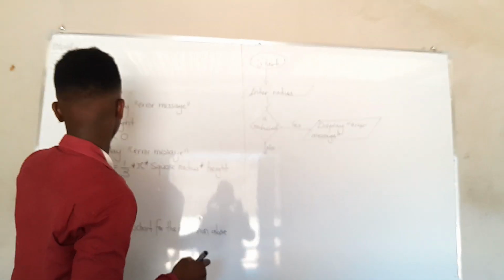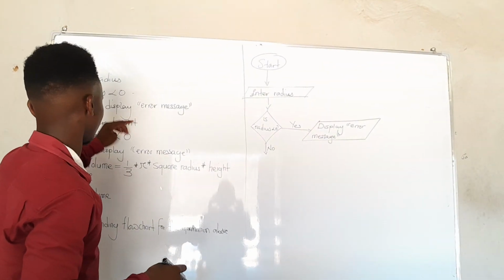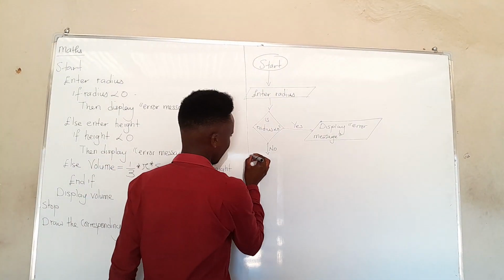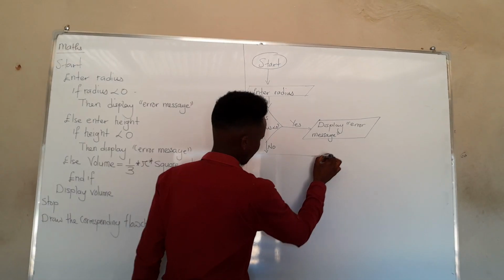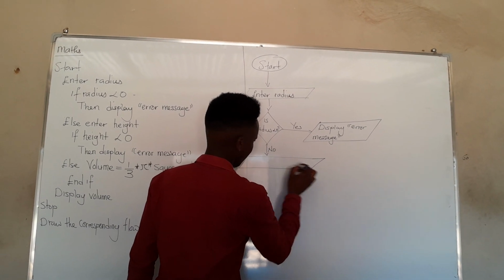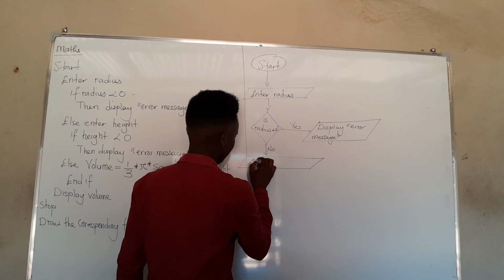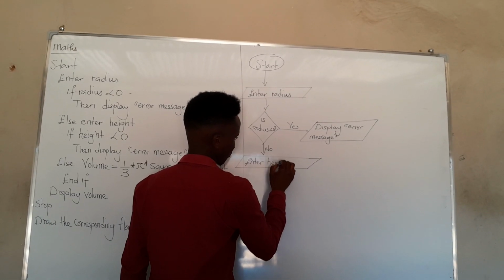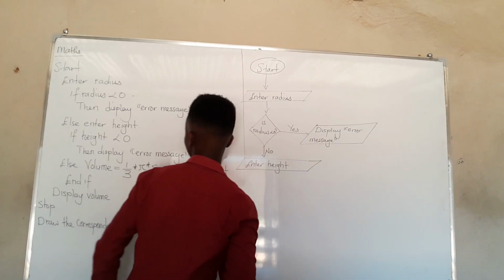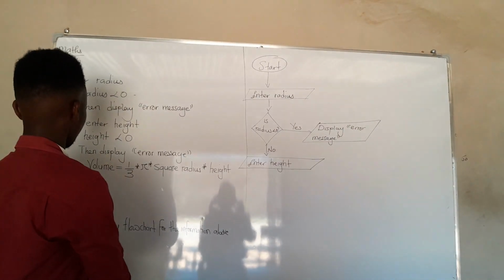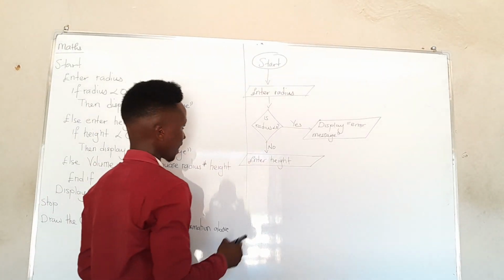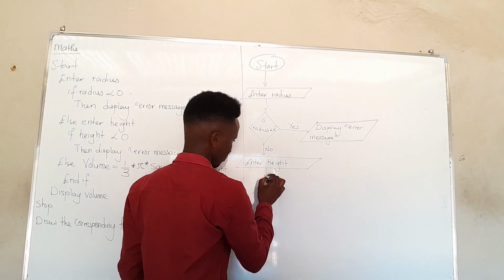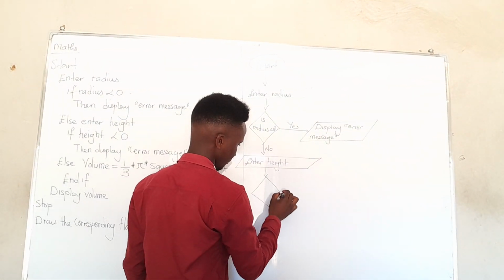What have they said? Else enter height. They've not said D, we put in the formula. They've said enter height. So to enter, we need another parallelogram. So I'll draw my parallelogram there, and I'll say enter height. What have they said after that? If height, it means that here we need to bring a diamond again. We need to make a decision again.